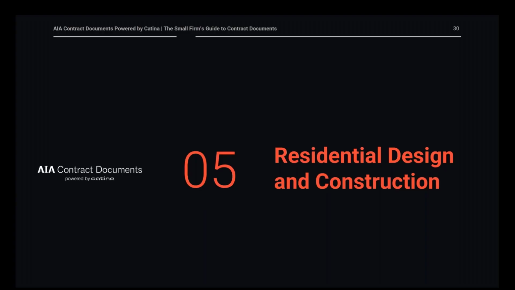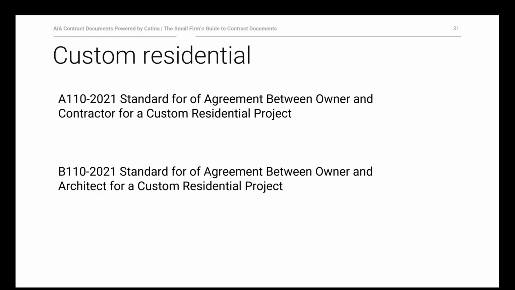Let's talk a little bit about residential design and construction. In 2021, we issued a new pairing of documents designed specifically to be used in the custom residential realm. So we have the A110, which is the standard form of agreement between owner and contractor for a custom residential project, and the related B110, standard form of agreement between the owner and architect for a custom residential project.